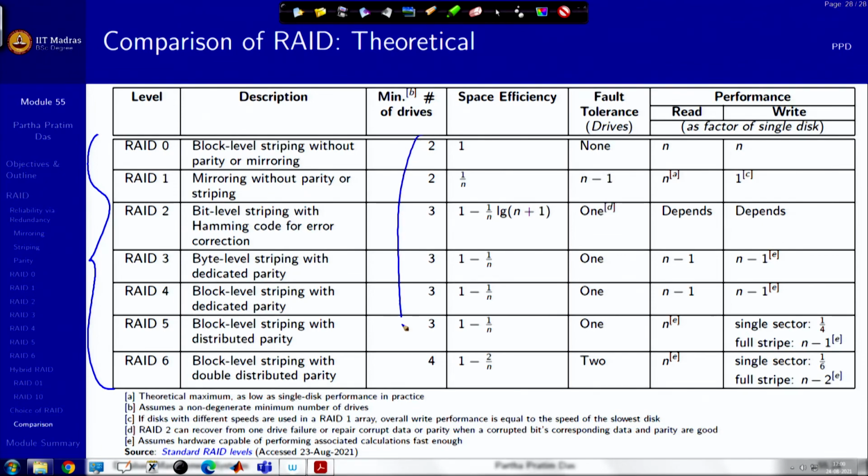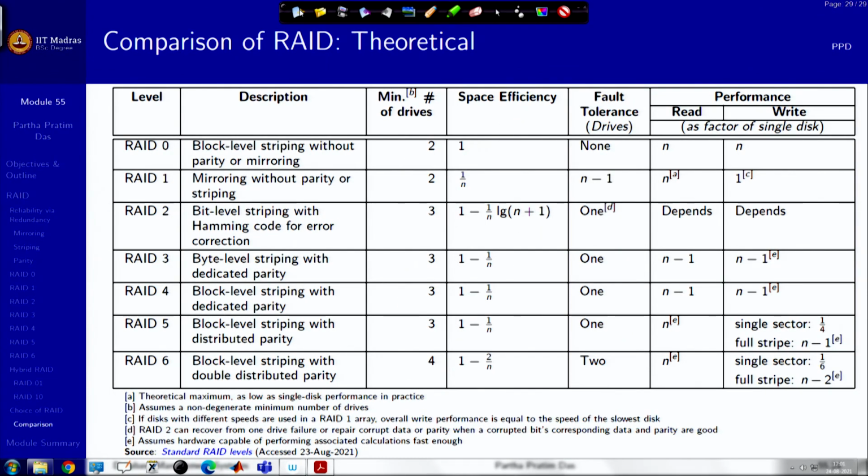What is the minimum number of disks, and what is the space efficiency: if you are using n disks, how much of the disk can you use? For example, RAID 0 is certainly 100% because you are not copying anything. RAID 1 is 1 by n because you are making n copies of the data, and so on and so forth. These are a little more difficult to analyze, and you can see the fault tolerance. Naturally, in RAID 0 it is none, no fault tolerance. Here it is n minus 1 because you have n copies, whereas in most others it is 2, 1, and in RAID 6 it is 2, and so on.